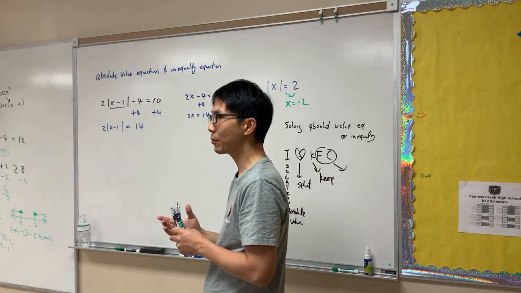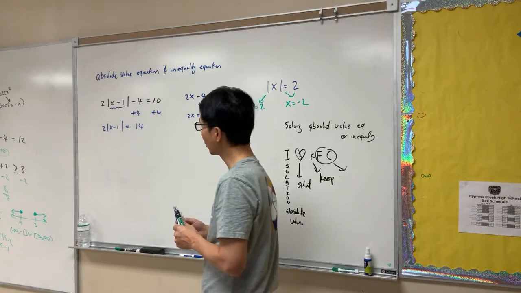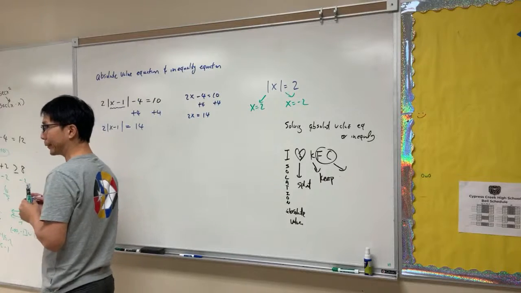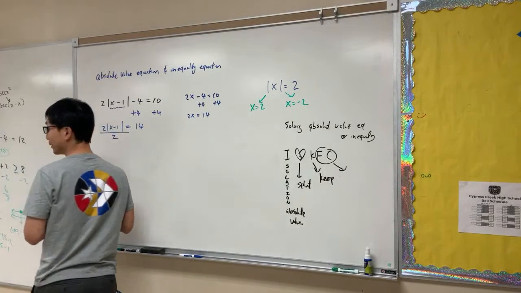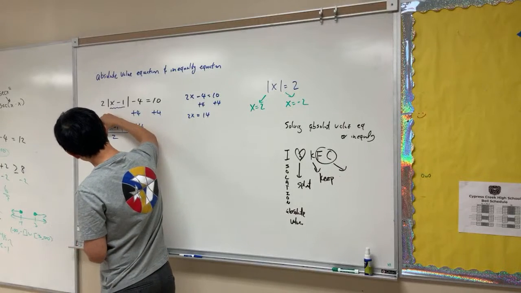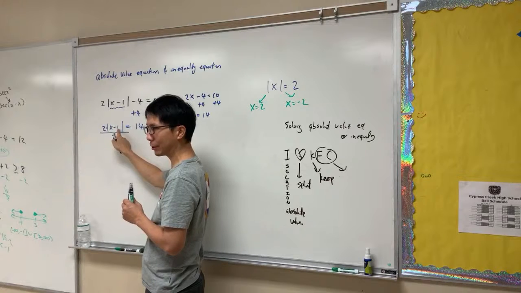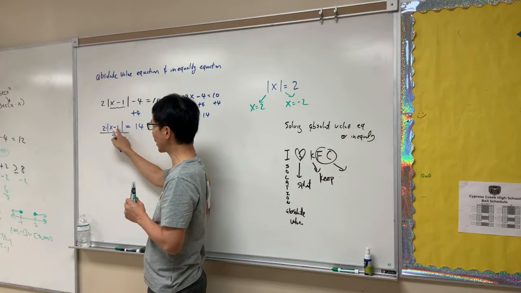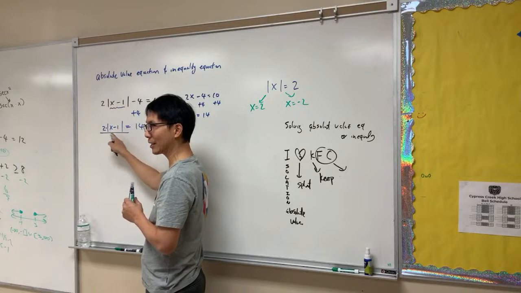Is that absolute value isolated? There was a 2 in the front, right? So what do I need to do? Divide by 2, because this is connected by multiplication. And when you divide by 2, you don't want to divide by 2 inside. Please do not touch anything inside the absolute value. Do not change the sign. Do not touch it inside.